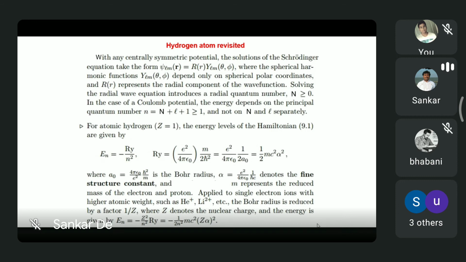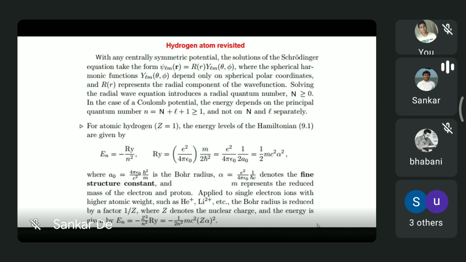We first learned that this is a centrally symmetric potential, where we can write the Schrodinger equation with the wave function psi, which depends on l and m, as capital R and Y_lm. So the radial part and the spherical harmonic functions Y_lm. The angular part is the spherical harmonics Y_lm, which depends on spherical polar coordinates, and R, which is a function of small r, is the radial component of the wave function. By solving the radial wave function, we got a radial quantum number capital N, which is greater than or equal to 0.